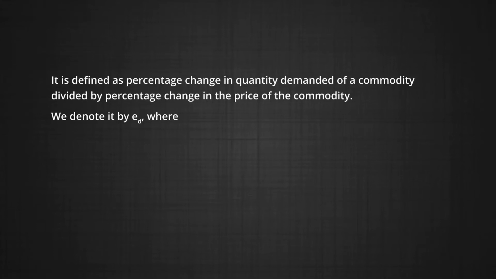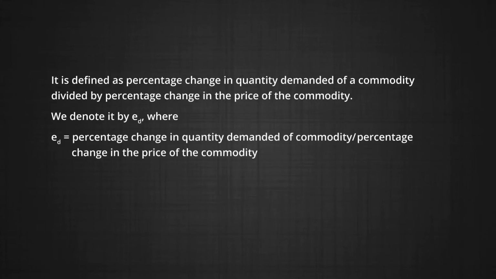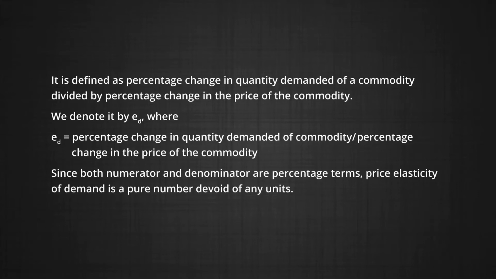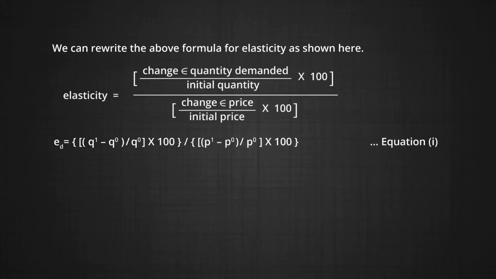We denote this by E subscript D, where E subscript D equals percentage change of the quantity demanded of the commodity divided by percentage change in the price of the commodity. Since both numerator and denominator are in percentage terms, the price elasticity of demand is a pure number devoid of any units. We can rewrite the above formula for elasticity as shown here in equation 1.